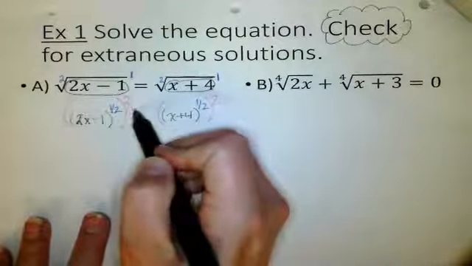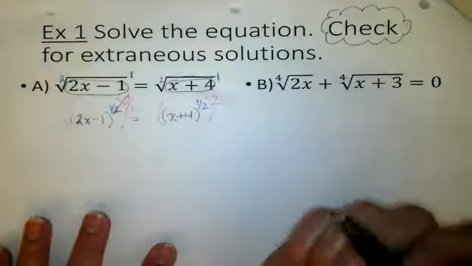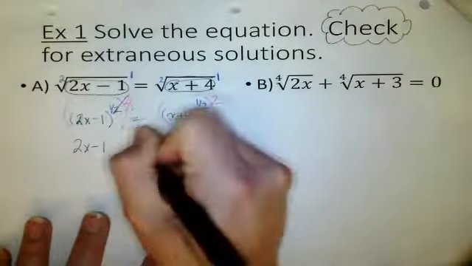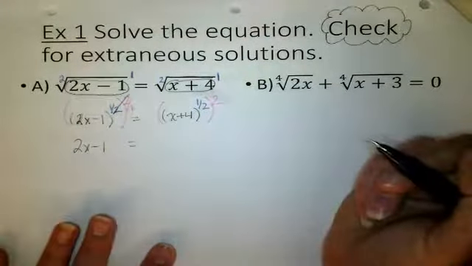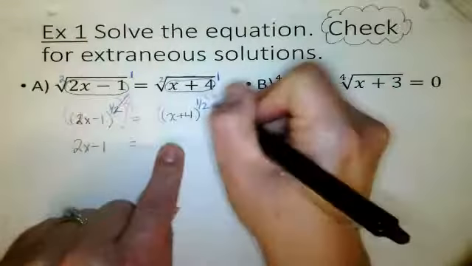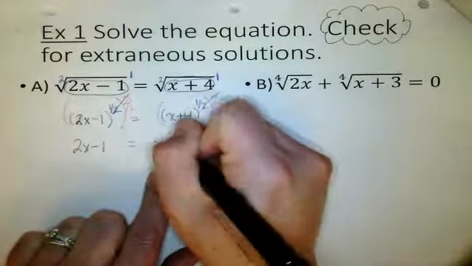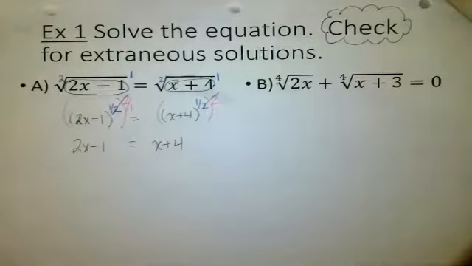1/2 times 2 gives me 2 over 2, which just goes away. And so I'm just left with 2x minus 1. Got my powers to cancel out. On the right, again, 1/2 times 2 cancels out and just leaves me with x plus 4. Is this linear or quadratic?